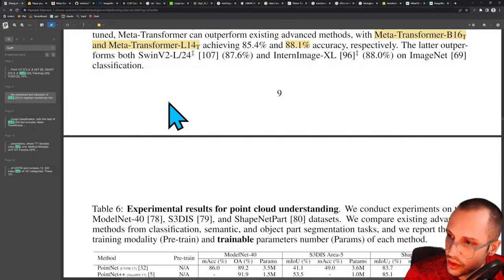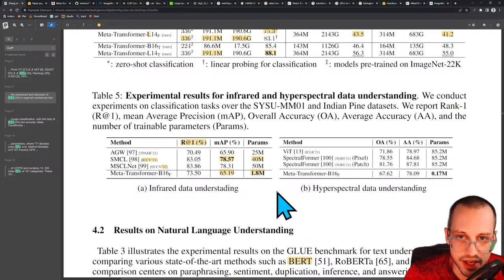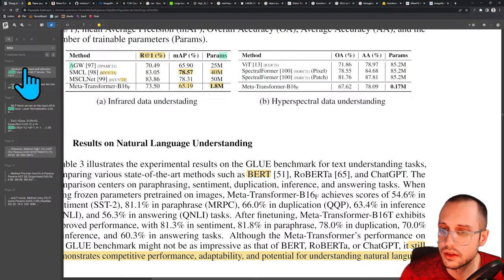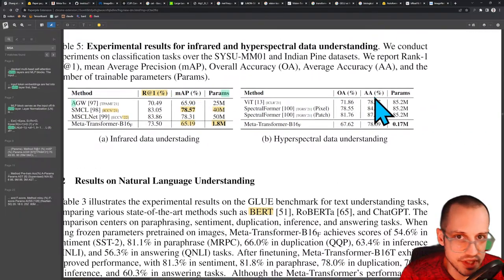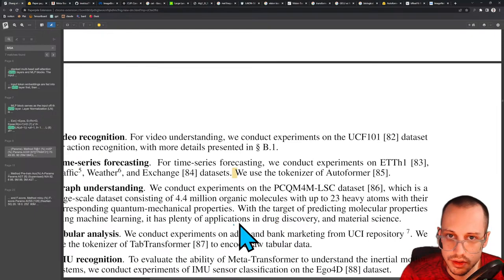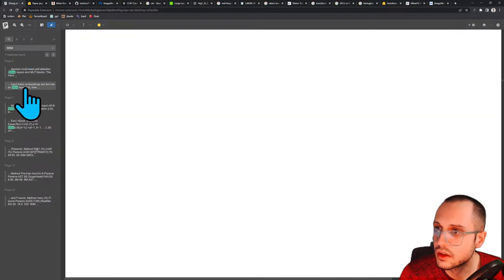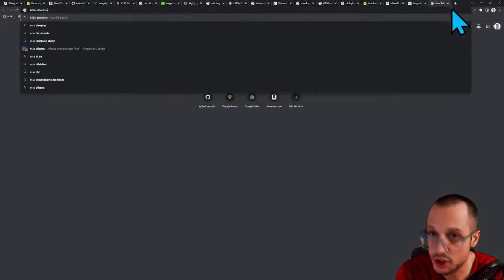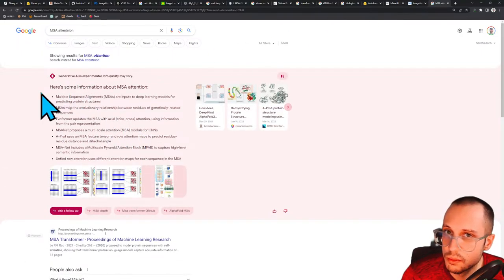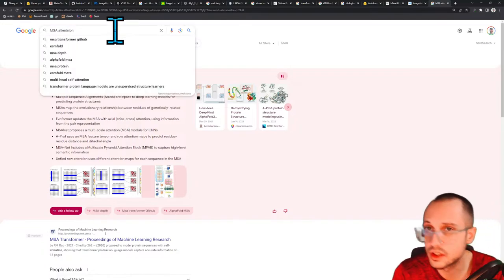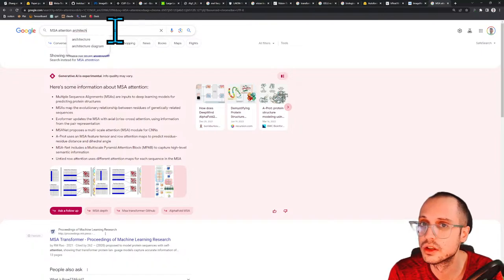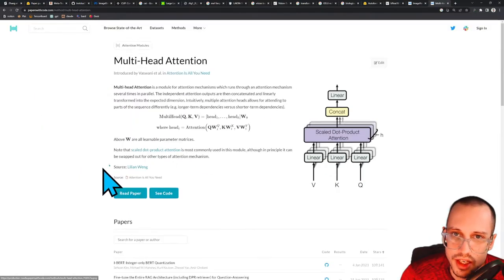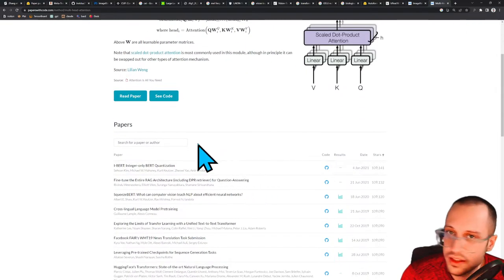What did the MSA from above in the encoder stand for? Sorry if I missed that. MSA? Control F MSA. Is that one of these metrics? Is that what you're referring to? Oh, you're talking about this? This is the attention. MSA attention. I think it's multiple sequence alignment. No, that's not what I want. MSA attention architecture. MSA transformer. No, multi-head attention. I think MHA is what you see, but I don't know what MSA is specifically.